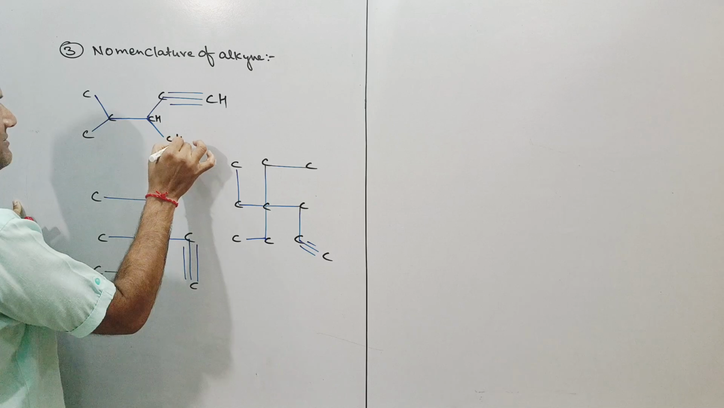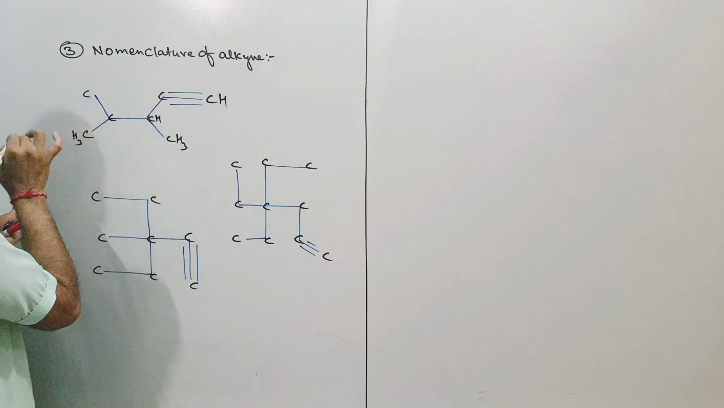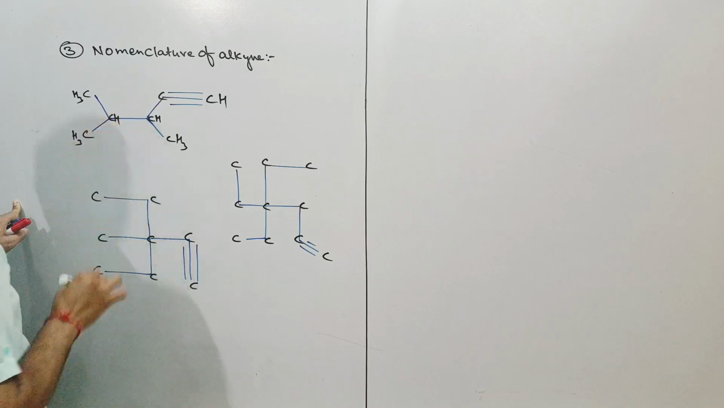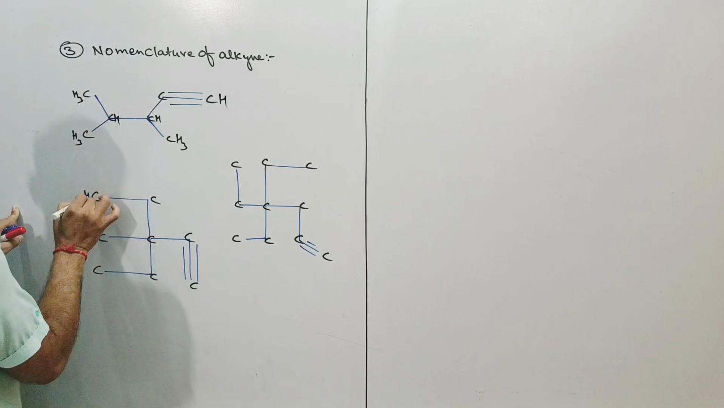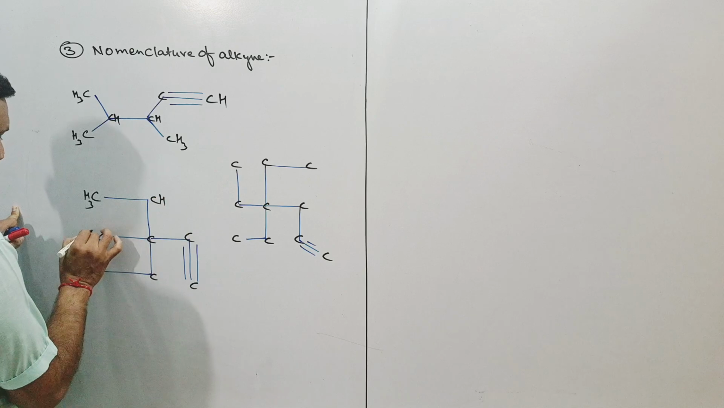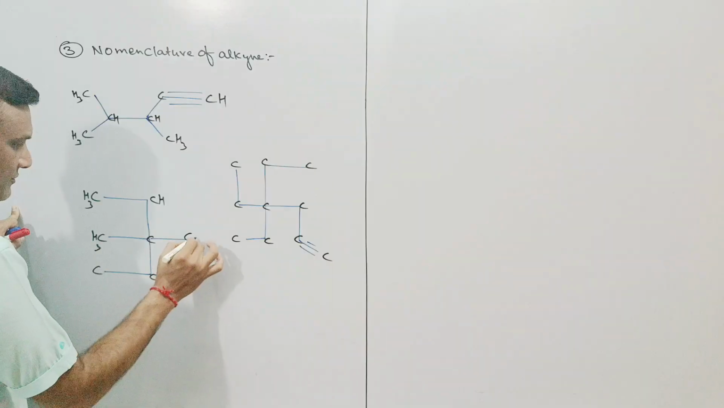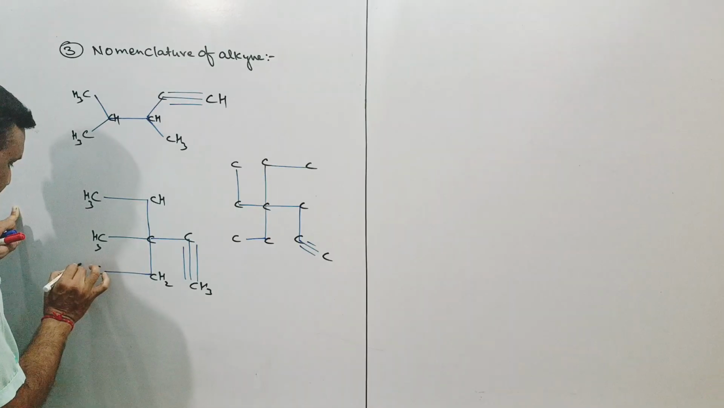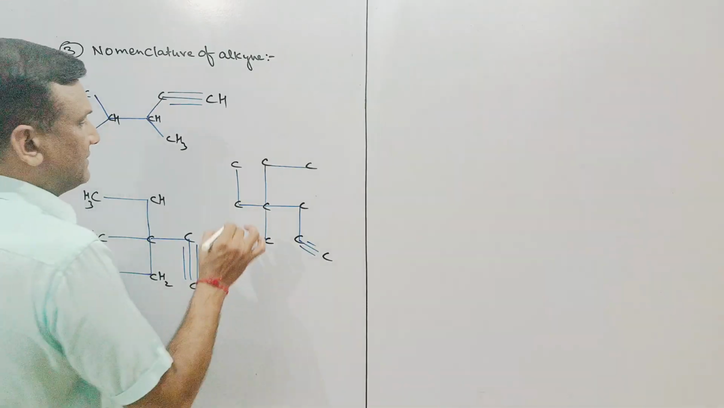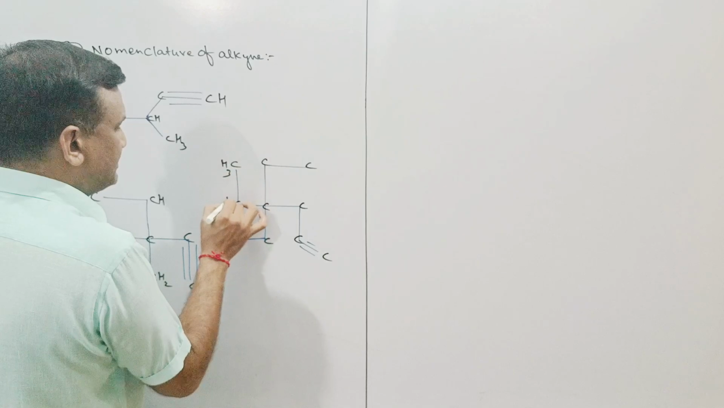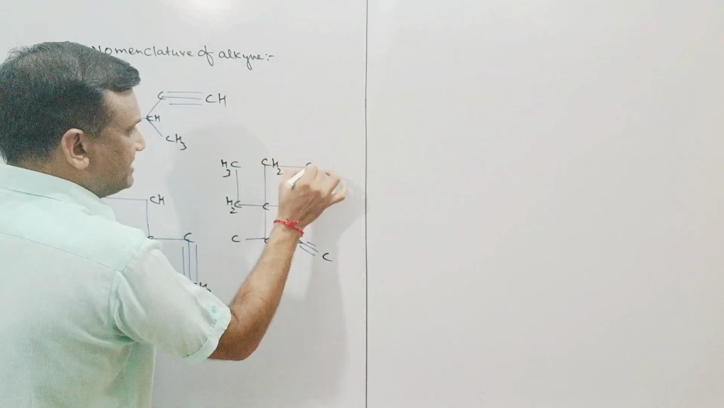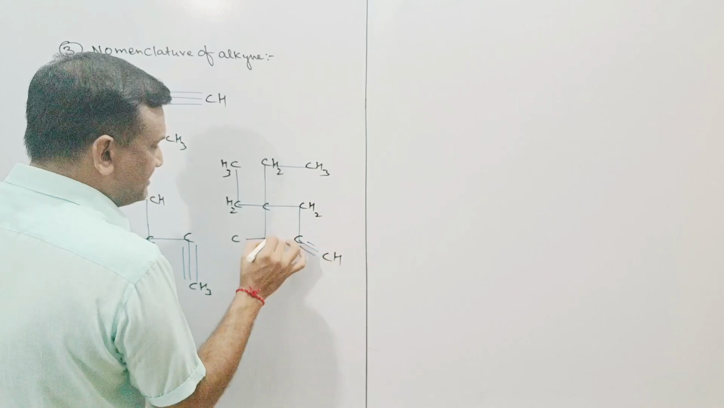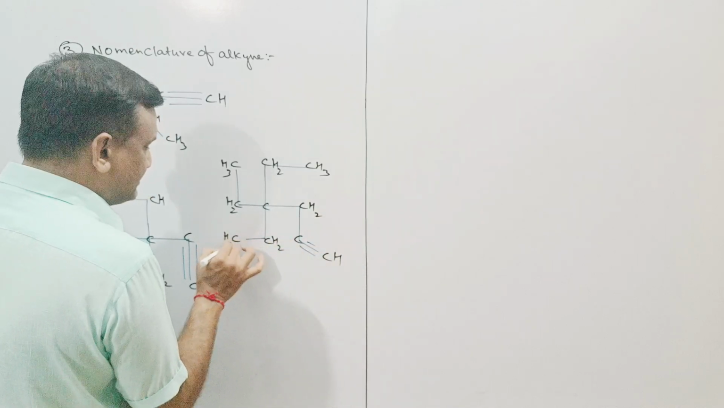Here will be H, here will be CH3, here will be CH3, and here will be CH3 also. For balancing, here will be H. For this, it will be CH3. This is the CH. This is the CH3. Nothing here. CH3, CH2, and this is the CH3. For this, it will be CH3. This is the CH2. This is the CH2, CH3. This is the CH2 and CH, CH2 and CH3.